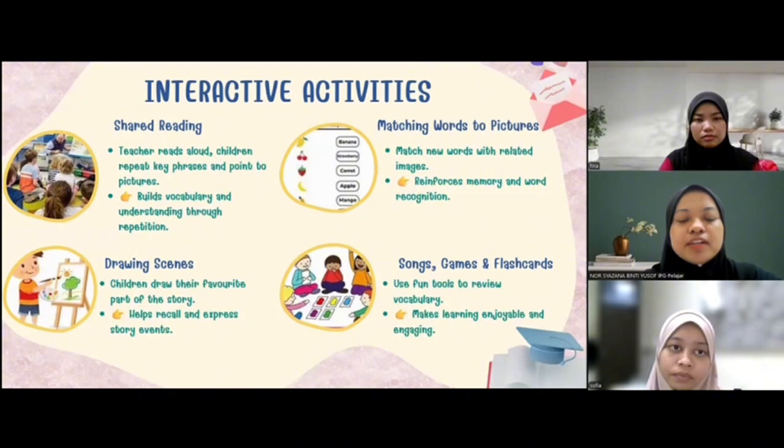Interactive activities make this strategy even more powerful. One common method is shared reading, where the teacher reads aloud and the children repeat short phrases while pointing to the picture. This helps children to build vocabulary and understanding through repetition. Another activity is drawing scenes from the story. Children can draw their favorite part and describe it in English. This can help the children to recall and express story events.